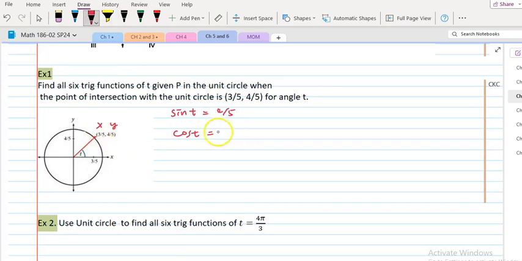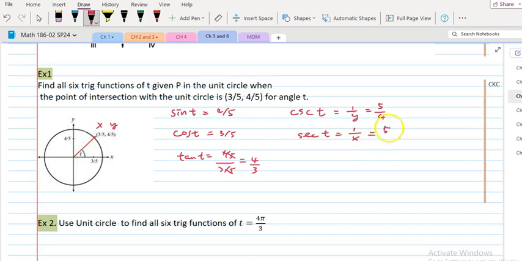is the x value, which is 3 over 5. And then now this is a new one. Tangent t, you have to do some calculation, is y over x. So it's 4 over 5 divided by 3 over 5. So over 5 and over 5 can cancel. That is equal to 4 over 3. Then the fourth one is cosecant t, which is 1 over y. Y is 4 over 5, so that would be 5 over 4. It's the reciprocal of y. And then secant t is 1 over x. So x is 3 over 5, and 1 over x is equal to 5 over 3.